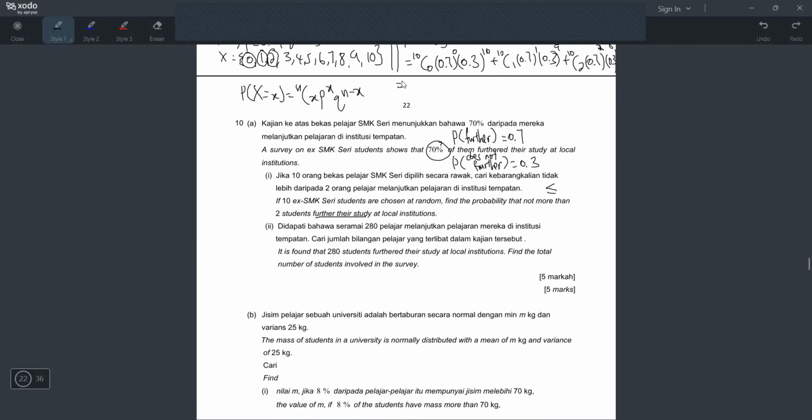Okay, I don't have enough space, so I will straight away press all of it lah. Right? So 10C0 tak payah tekan is 1, this one also 1 tak payah tekan, so just press 0.3 power 10, and then plus 10C1 times 0.7 times 0.3 power 9, and then plus 10C2 times 0.7 power 2 times 0.3 power 8. Okay, my calculator give me this.